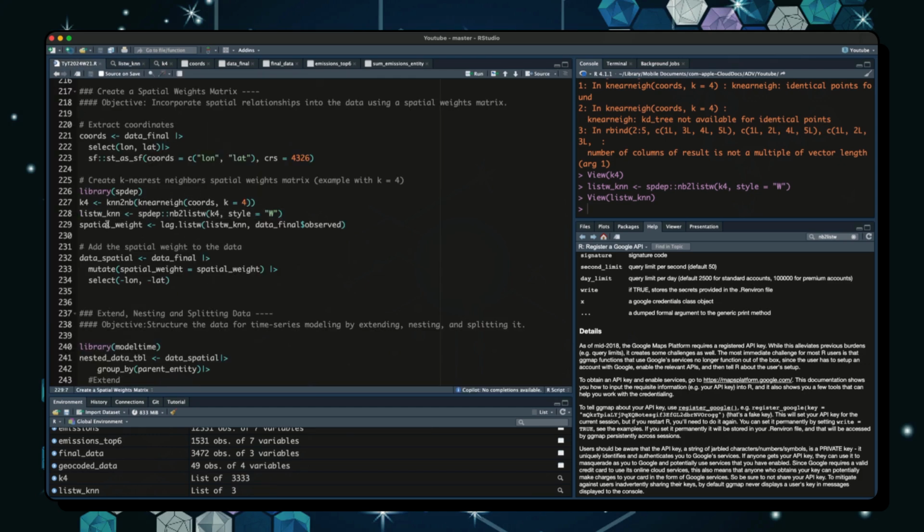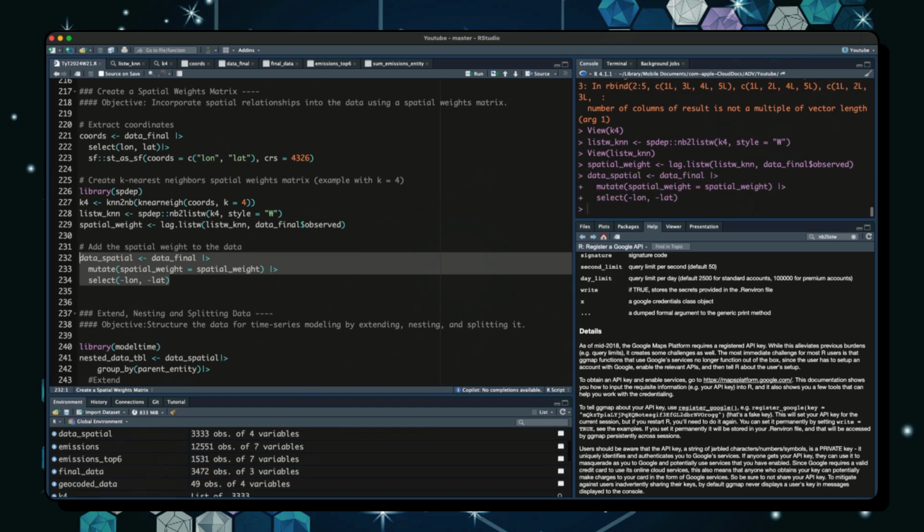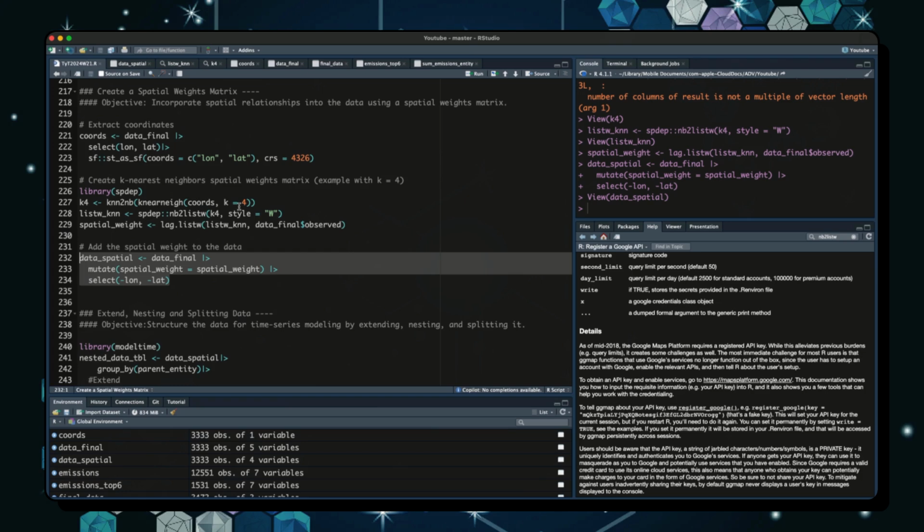And the last step here is to combine the two. With that done, the only thing left for us to do is to add those weights in the dataset. Which gave us our final dataset, which contains the date, the observed corrected value, our parent entity, and instead of the spatial coordinates, here we have a spatial weight.